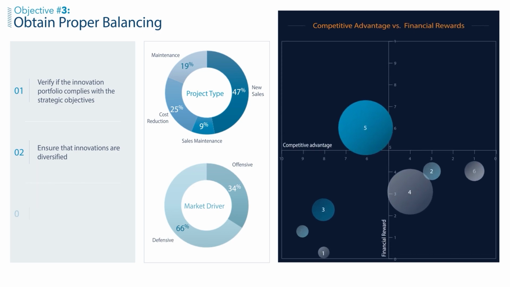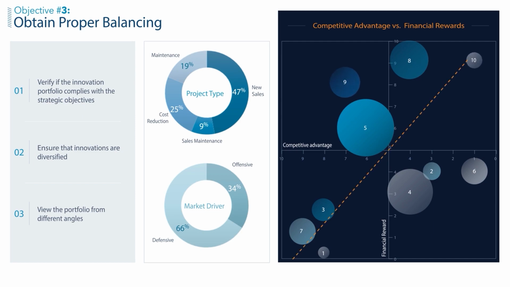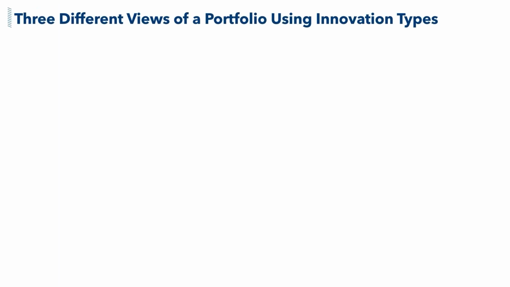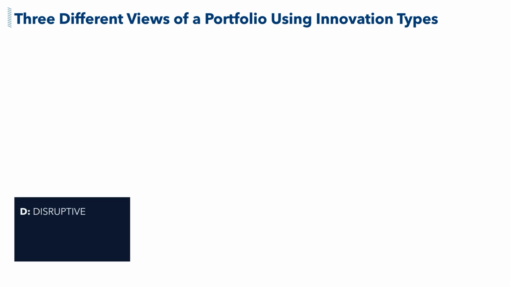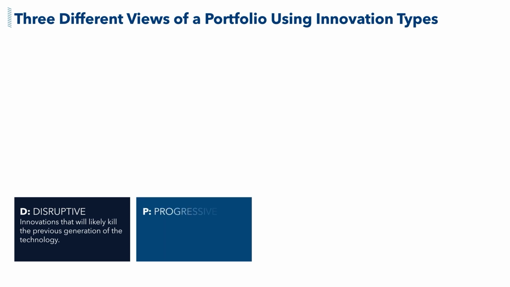To do so, the portfolio is viewed from different angles. The portfolio can be viewed from different angles using innovation types. In this example, the club member categorized its projects into 4 types. D stands for disruptive. These are innovations that will likely kill the previous generation of technology. Next, P stands for progressive. This addresses consumer needs better than the competition.